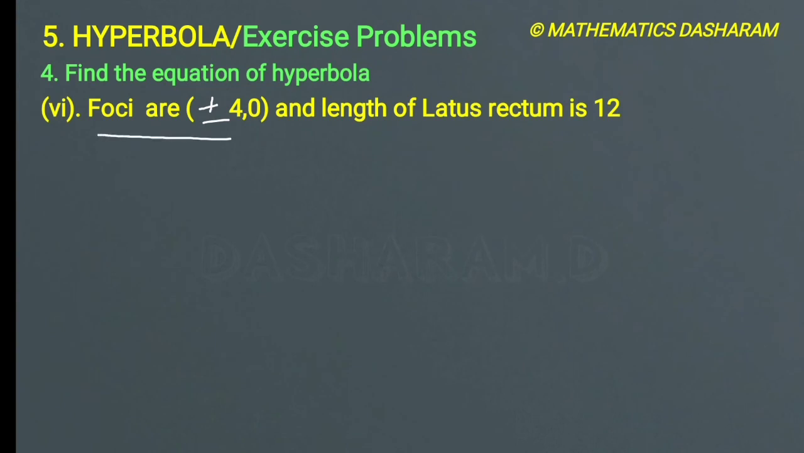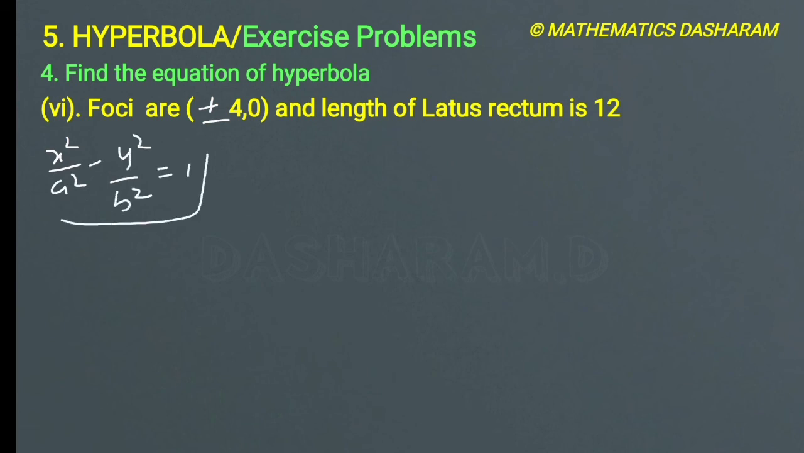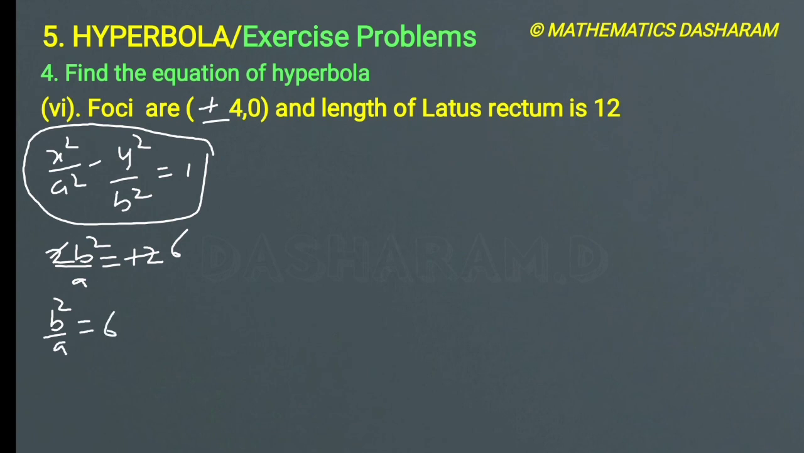Sixth question, foci are plus or minus 4 comma 0 and length of a latus rectum is 12. So the foci lies on the x-axis. So then the standard form of a hyperbola x square divided by a square minus y square divided by b square equals to 1. Next he gave length of a latus rectum is 12. So length of a latus rectum formula is 2b square by a equals to 12. Here 2 ones are 2, 6 are, then b square by a equals to 6.